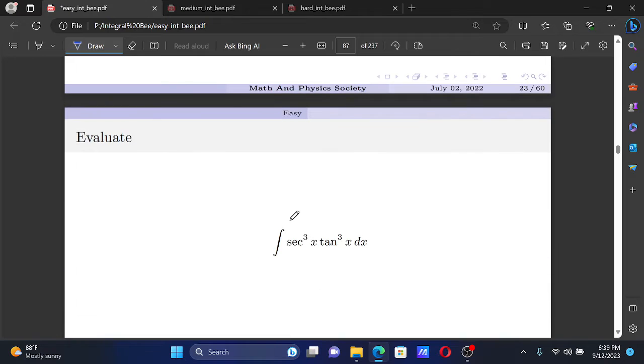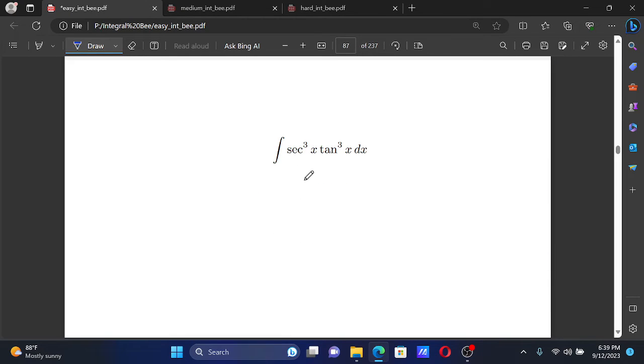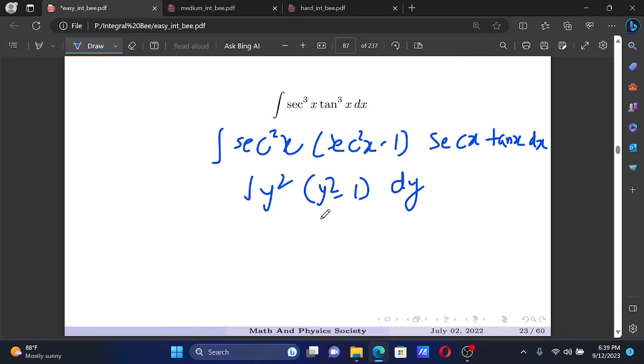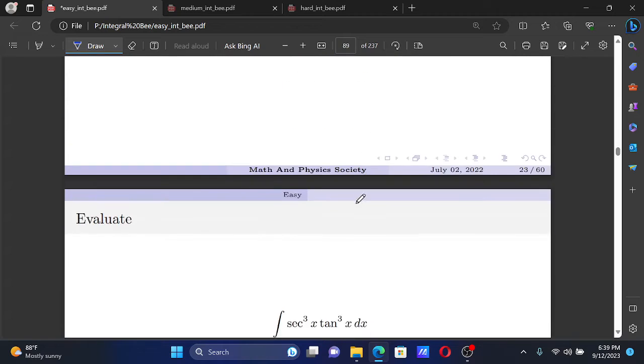So the next one, for this one, we can do something like this: sec square x, and tan square x is just sec square x minus 1, and then we have the remaining sec x tan x over here. Now if we just let sec x be y, this is y square minus 1 times dy. So the y to the power 4 gives y to the power 5 by 5, and y to the power 2 gives y to the power 3 by 3, plus c, and y is just sec x. You can put that.